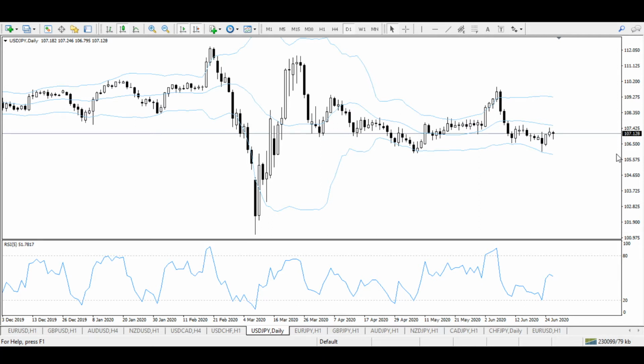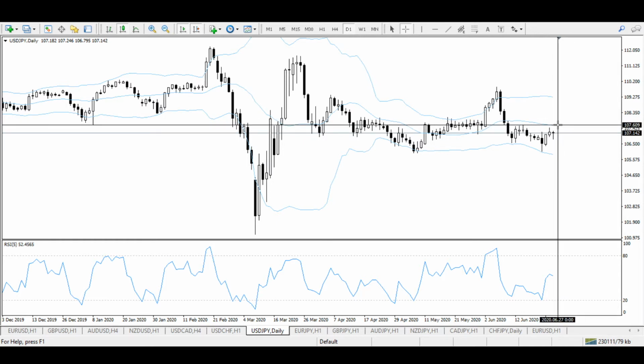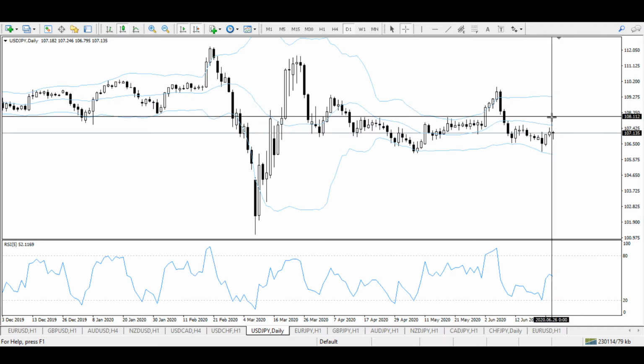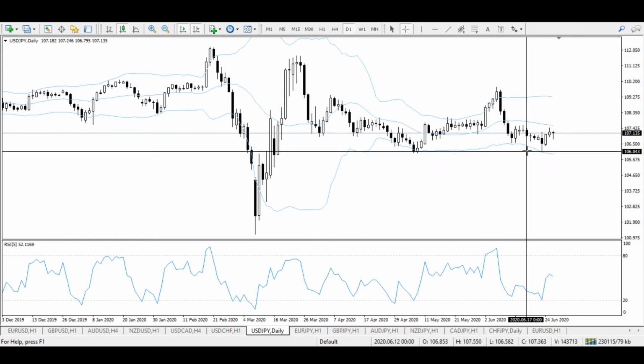I have entered my long position at 107.10 and I'm waiting for the mid band of the Bollinger. My target is somewhere around 107.60, and this mid band will most probably be touched.